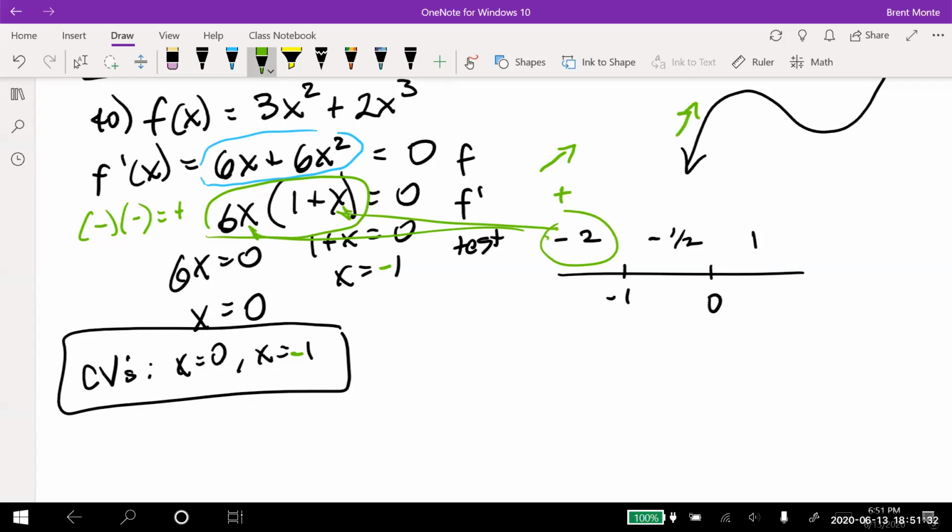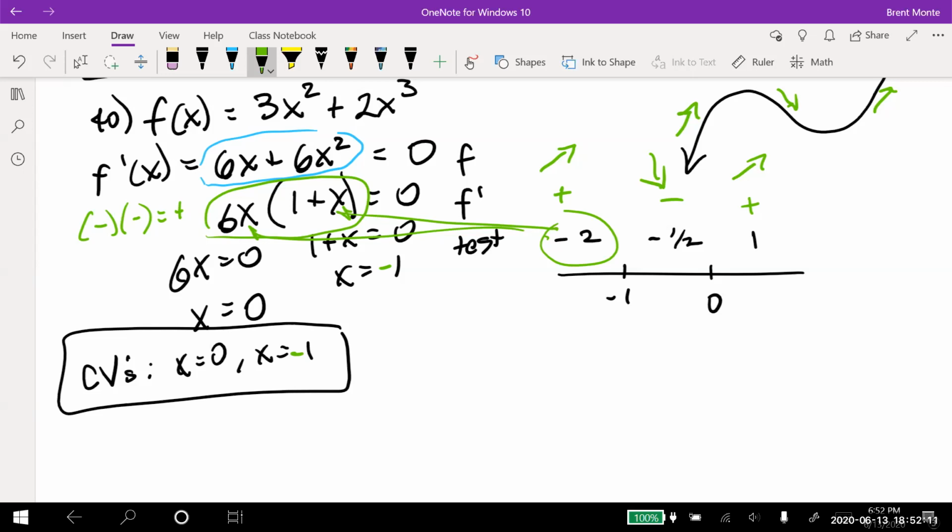Notice we see that in the graph right here. Ooh, the graph looks good so far. If I plug in -0.5 to 6x, I get a negative. But if I plug it into 1 plus x, I get a +0.5. And a negative times a positive is a negative. So that's negative. Oh, the graph's going down. Yep, the graph was going down. And when I plug in 1, 6 times 1 is positive. 1 plus 1 is positive. Positive times a positive is a positive. There's my graph going up. So the original graph I drew was accurate as far as the depiction of when it's going up or down.